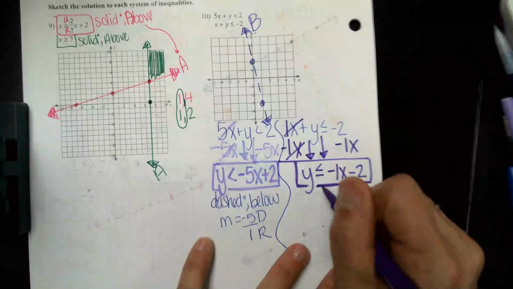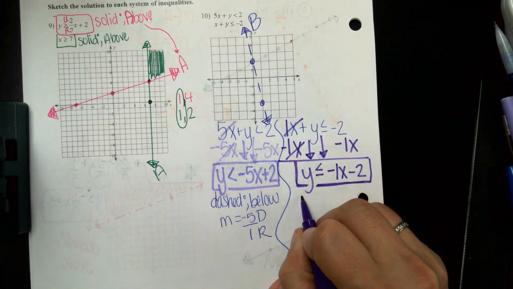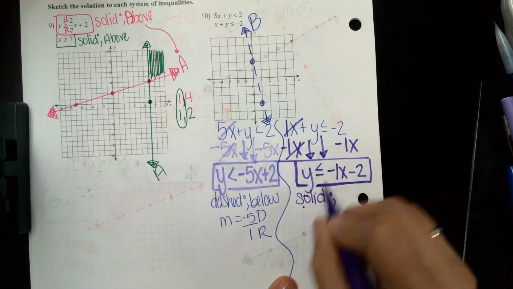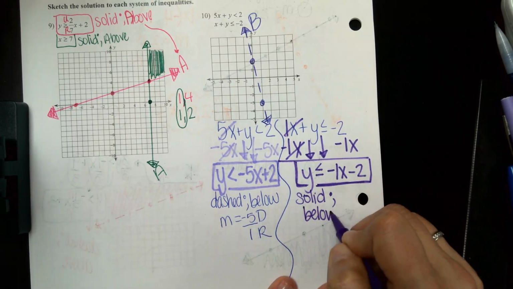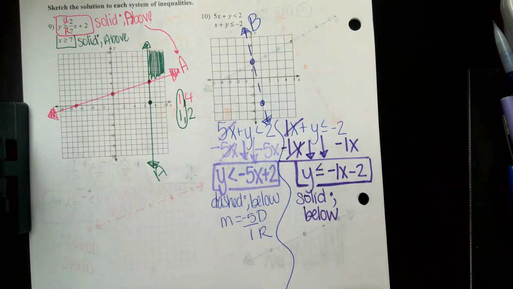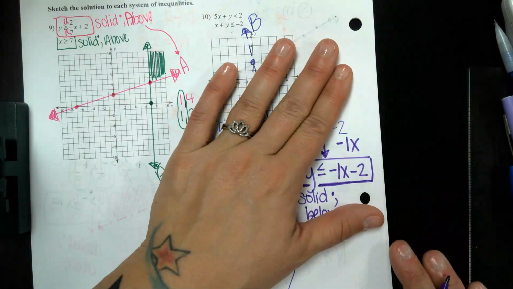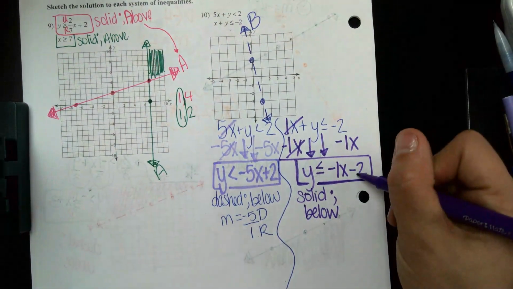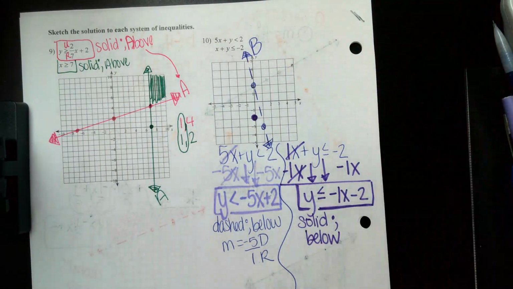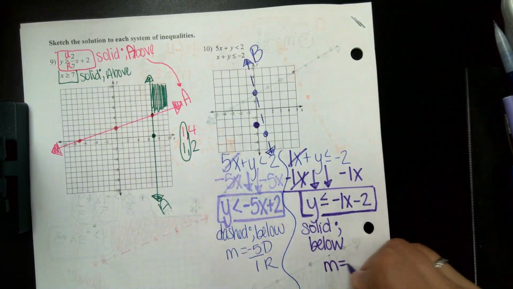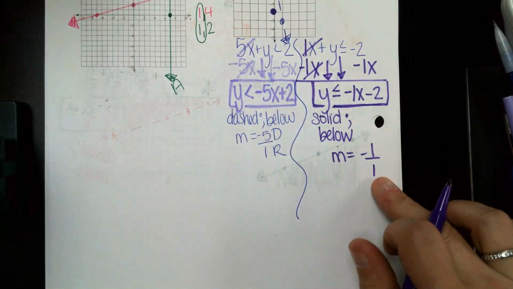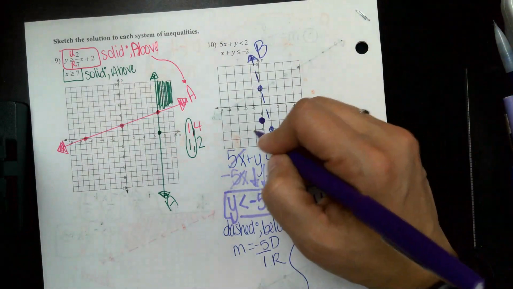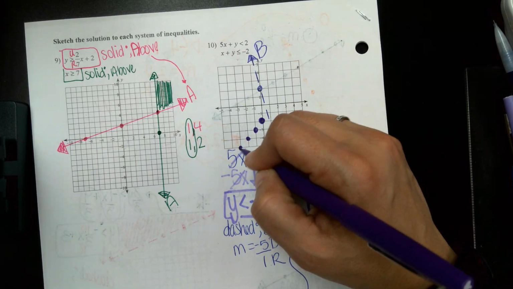Okay. Solid or dashed for this one? Solid, because it has an equal sign. Above or below? Below, that's less than. Remember, the one that looks like an L is less. Less is below. Okay, start at -2. And if our slope is -1, that is -1 over 1, so that's down 1, right 1. You can do lots of points. Down 1, right 1, down 1, right 1, down 1, right 1.